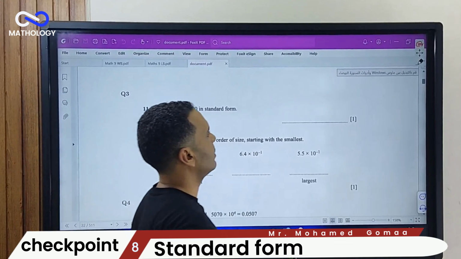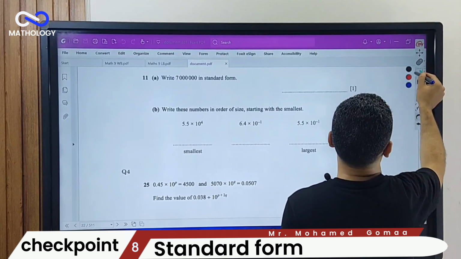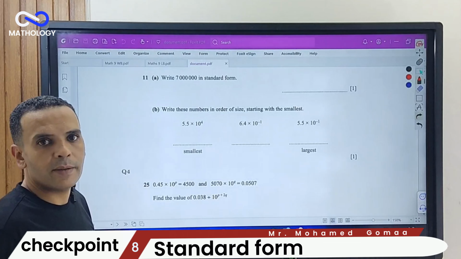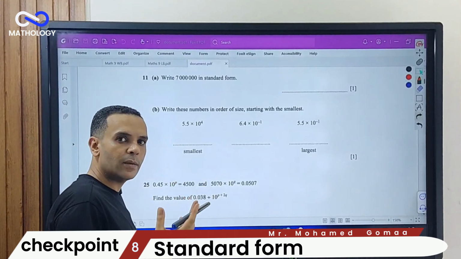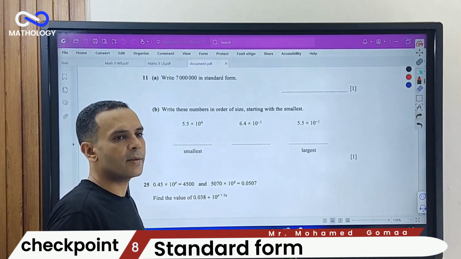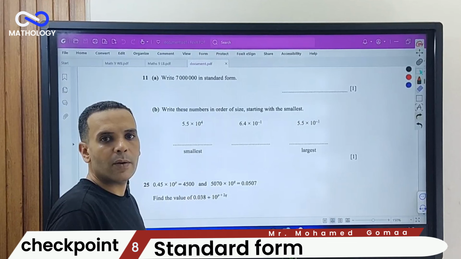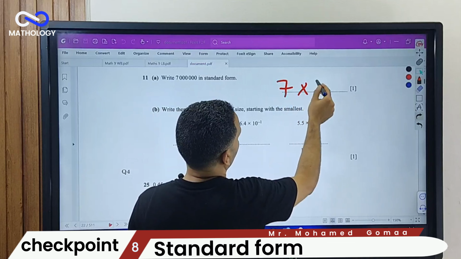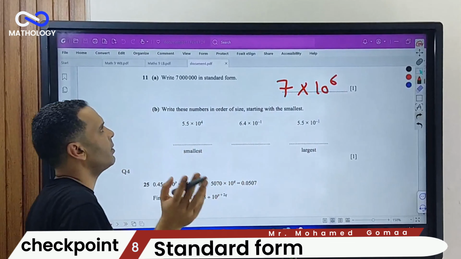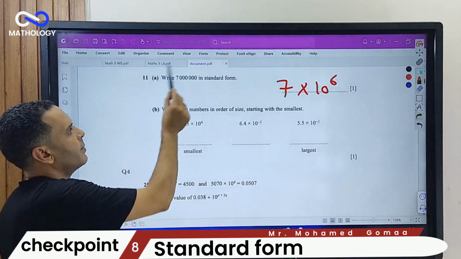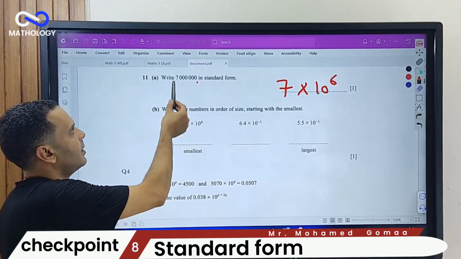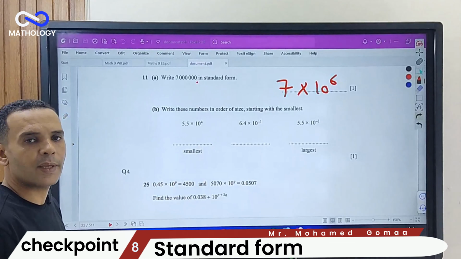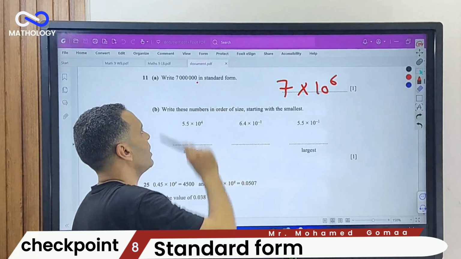Standard, 7 million. Million means 10 power 6. Million, the same as 10 power 6. Thousand, 10 power 3. A billion or milliard, 10 power 9, and so on. This one will be 7 multiply 10 power 6. If you can't see the decimal, that means the decimal is on the right. Move it till you reach between 7 and 0. It will be 7 multiply 10 power 6. That means 7 million, the same.